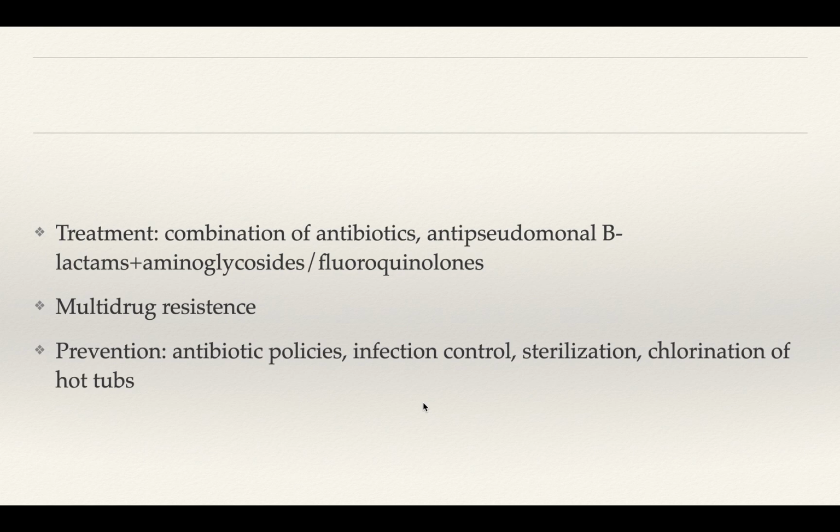Luckily, it's treatable, but it's a lot of really hardcore drugs, usually given in combination. So you want to give an anti-pseudomonal beta-lactam plus an aminoglycoside or a fluoroquinolone. It's tough, though, because there's multi-drug resistance. So how do we prevent it? You've got to use very strict antibiotic policies. Make sure your patient finishes the whole regimen. Only prescribe if necessary. You want to call attention to infection control, sterilization, and chlorination of hot tubs and swimming pools.